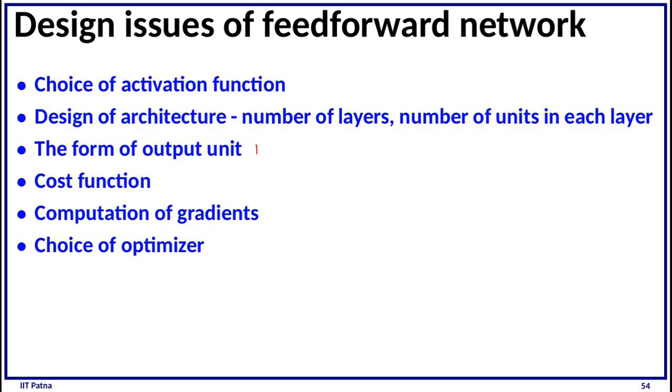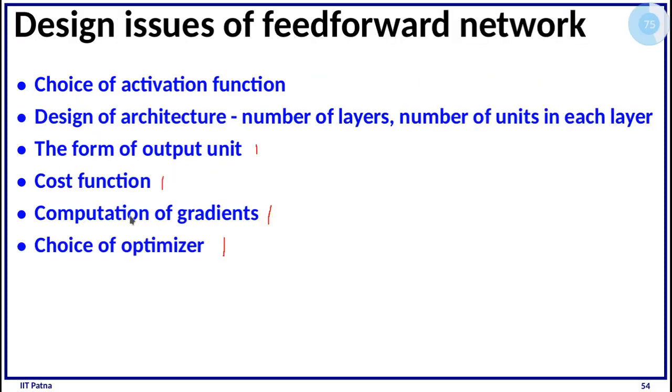In order to find the best W parameters, we need to use the gradients of the cost function with respect to the different parameters. So how we can find the gradients is one of the important things that we need to take care of. And also the way we want to optimize our system is very important, that is, what kind of optimizer we are going to use.